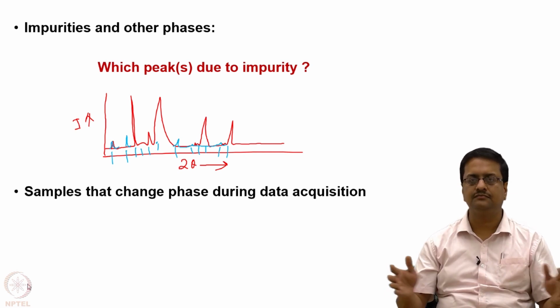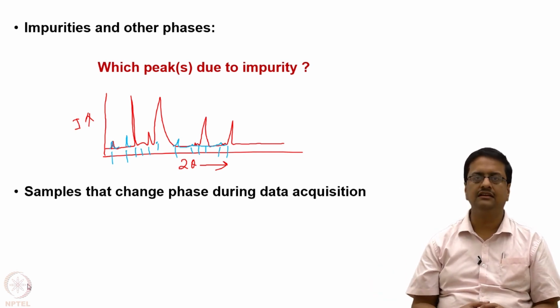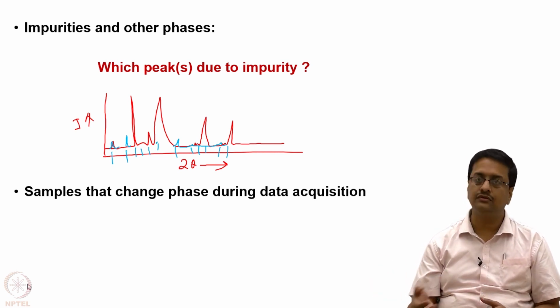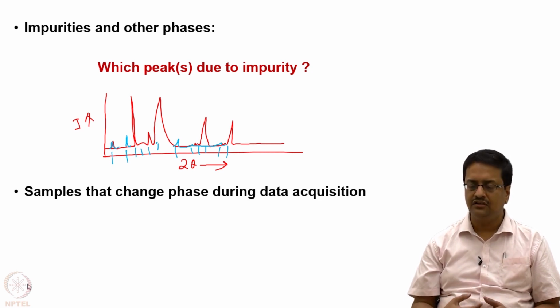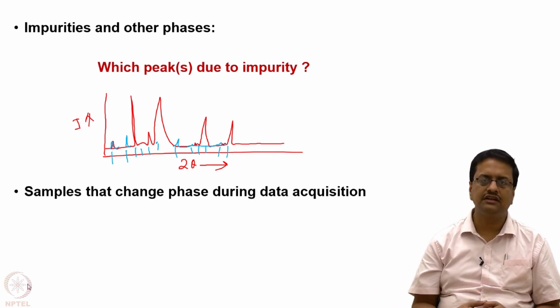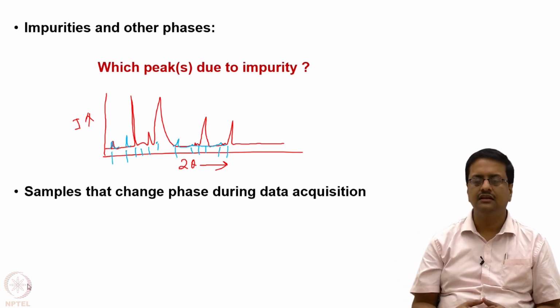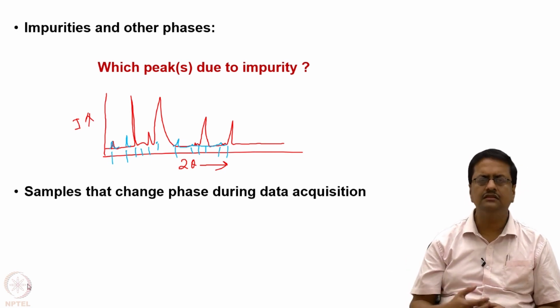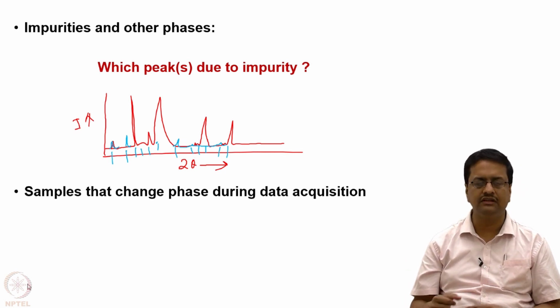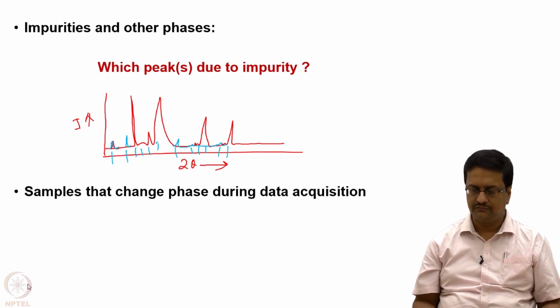So those peaks we will not be able to identify physically because we don't know that the change has happened. So once we throw those peaks to the indexing programs like TREOR, ITO or DICVOL, they will fail and will not be able to give us any indexing.